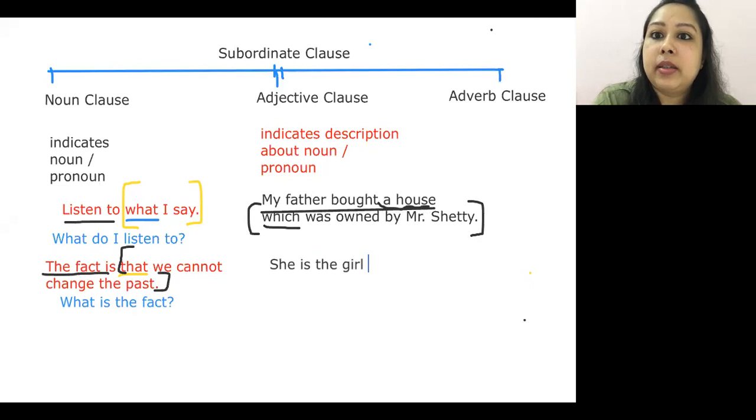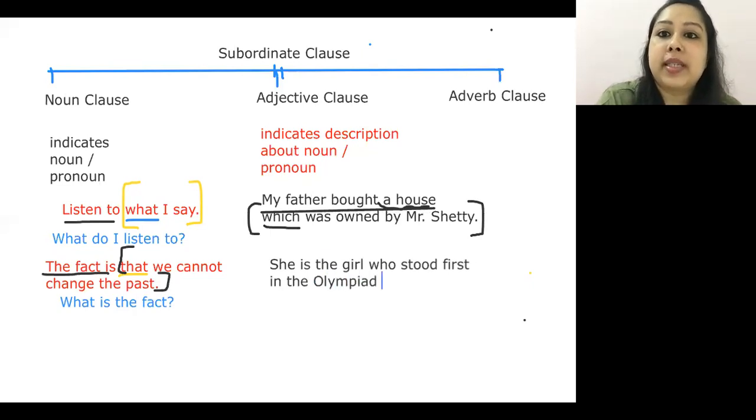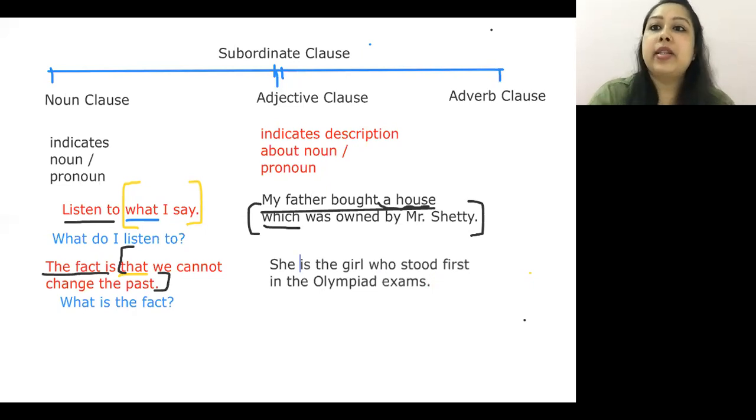She is the girl who stood first in the Olympiad exams. Come on, analyze everybody. She is the girl, main clause. Very good, Dhruv. Perfect.